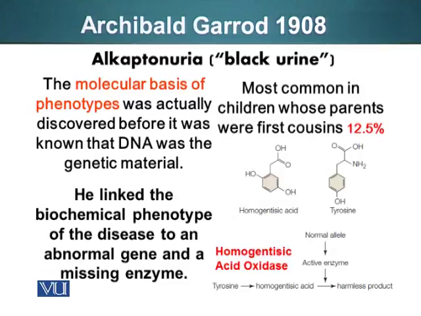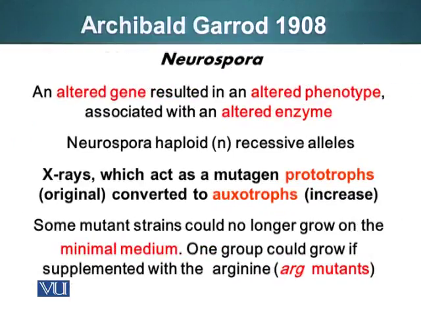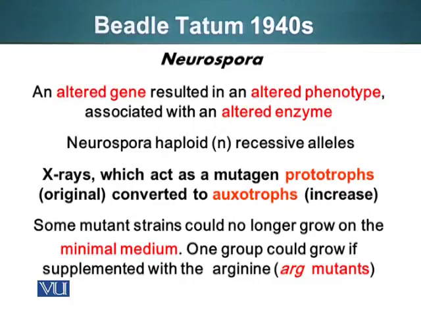So this gentleman was able to link the biochemical phenotype of a disease to an abnormal gene and a missing enzyme, which was missing in the blood samples. Now let's move on a little bit in time.